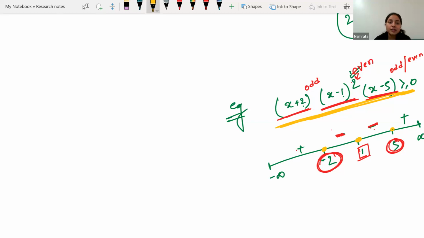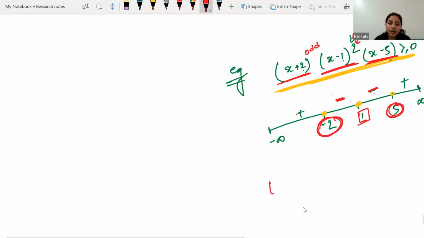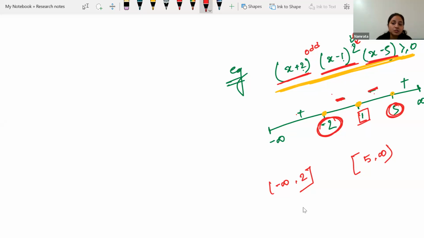Okay, so we will be taking the interval which is having greater than, that means minus infinity to 2. We will also be taking 5 to infinity. And we will also be taking this 1, which is also making it equal to 0. Greater or equal to 0 is there, so we will be taking this 1 also. So this union, 0.1.